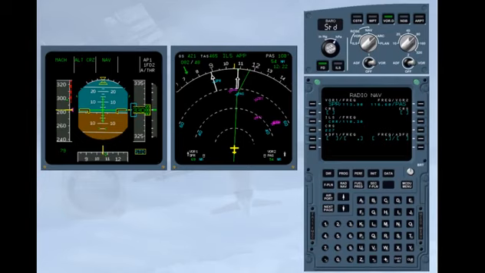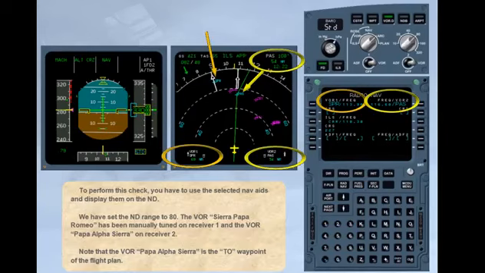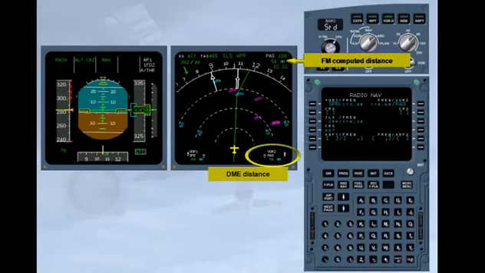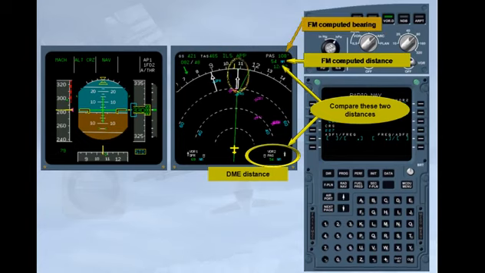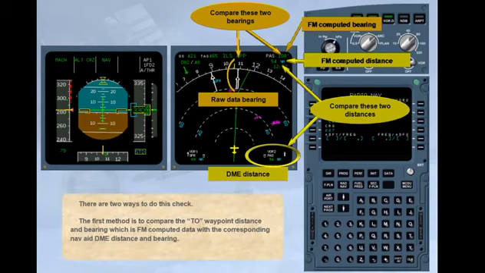To perform this check, you have to use the selected nav aids and display them on the ND. We have set the ND range to 80. The VOR Sierra Papa Romeo has been manually tuned on receiver 1 and the VOR Papa Alpha Sierra on receiver 2. Note that the VOR Papa Alpha Sierra is the 2 waypoint of the flight plan. There are two ways to do this check. The first method is to compare the 2 waypoint distance and bearing, which is FM computed data, with the corresponding nav aid DME distance and bearing.